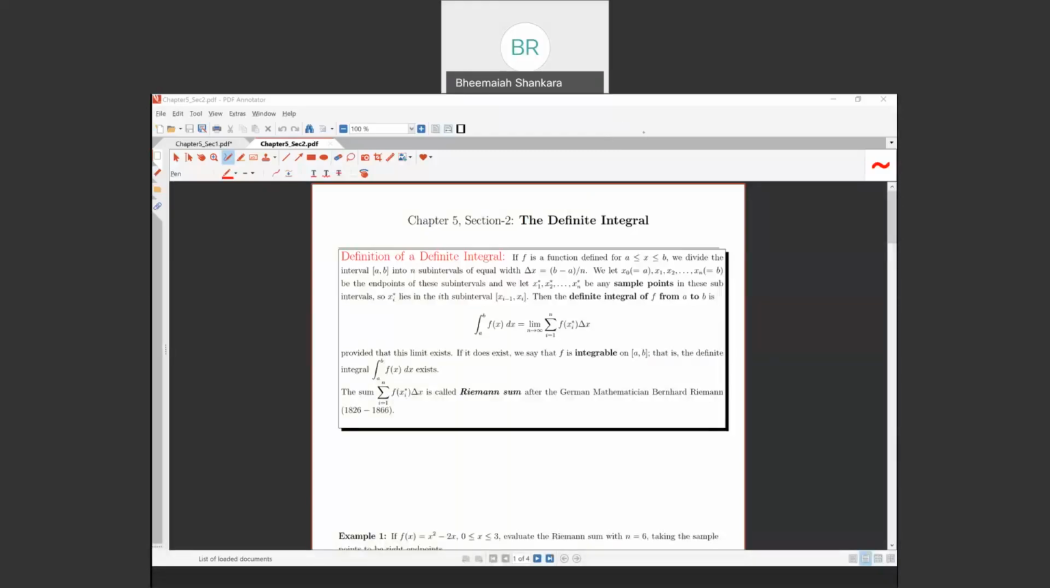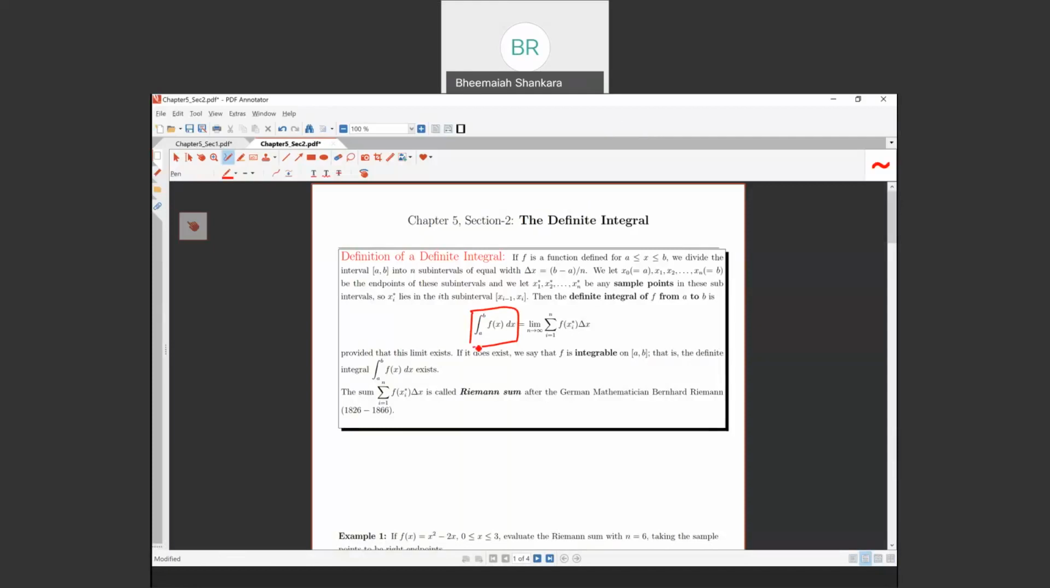We'll start with section 5.2 in this lecture. We'll learn about the definite integrals. So here is a formula to calculate the definite integral, integration a to b f of x dx.